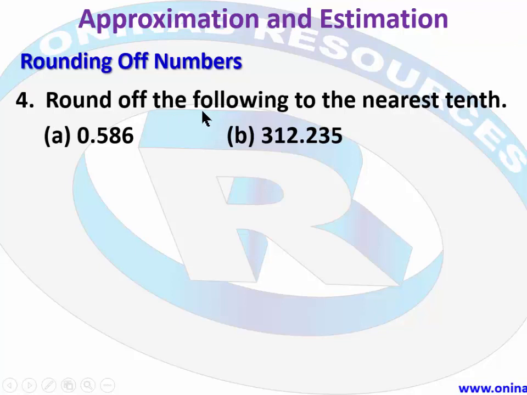For problem 4, round off the following to the nearest tenth. Nearest tenth means 1 decimal place. You still remember from our place value, tenth, when they say tenth, it is the digit after the decimal point, which is 1 decimal place. So nearest hundredth will be 2 decimal places. Nearest thousandth will be 3 decimal places. Please take note of that.